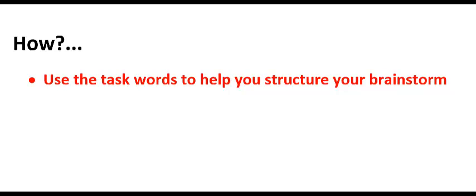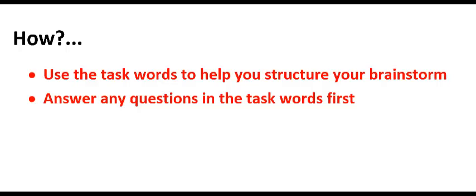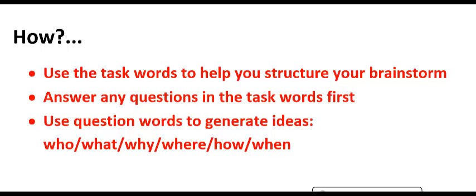Now, normally, you don't want to edit ideas in a brainstorm. You just want to allow your ideas to flow freely. But by using the task words to help you structure your brainstorm, you are doing some of the work beforehand. The second step is to answer any questions in the task words first of all. Now, if this doesn't make sense, we're going to look at a specific example very soon, and it will make sense then. The last step is to use question words to generate ideas.